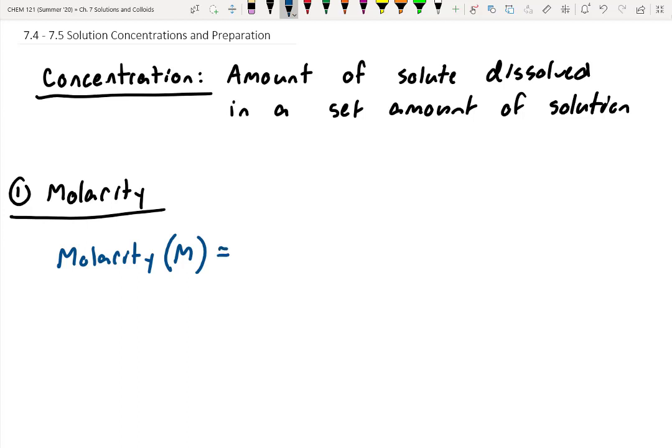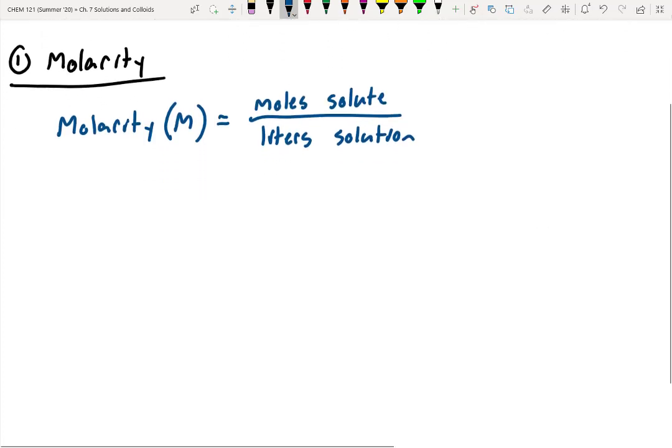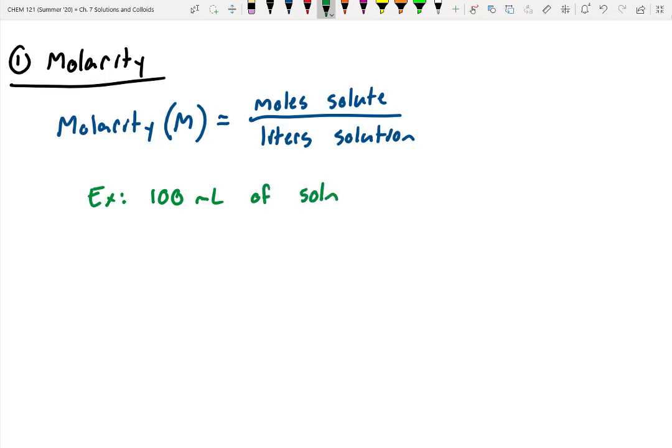But molarity can be calculated by taking the moles of your solute divided by the liters you have of your solution. So it's a pretty basic measurement. People like it because it's based on the mole system. So let's do an example here. So let's do an example where we have 100 milliliters of solution. And I'm going to make this exactly 100 milliliters, so I'll put a decimal there.